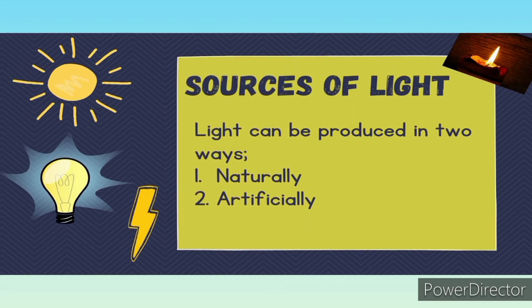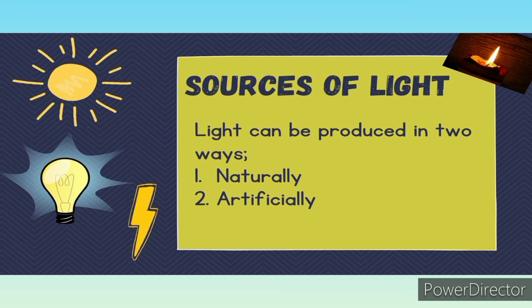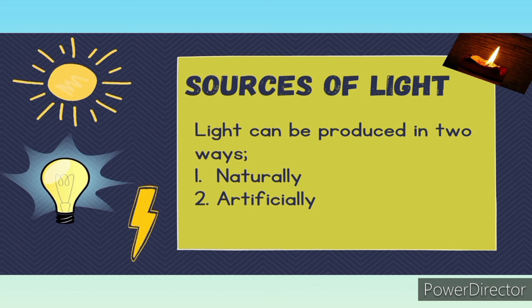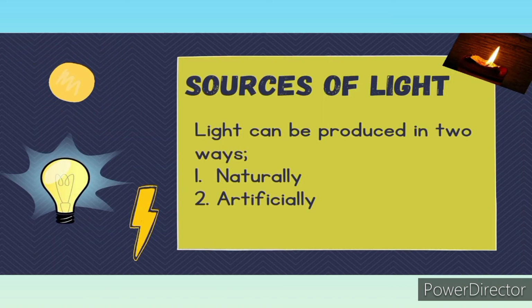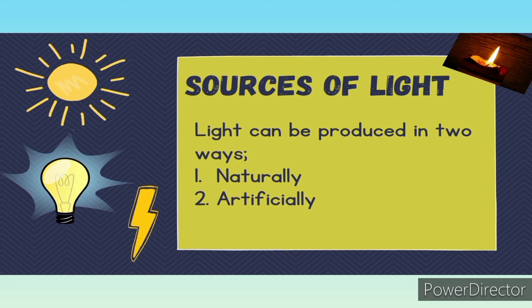Wow, I know you learned a lot from that video. Now we're going to be looking at sources of light. What did I say? Sources of light. Light can be produced in two ways. In how many ways? In two ways. And they are naturally and artificially. Can you say that? Naturally and artificially.